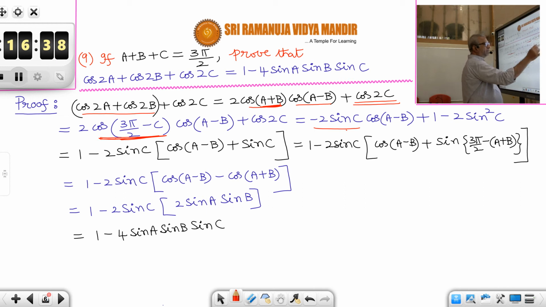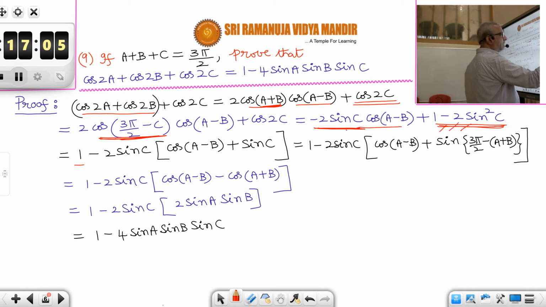Remaining, seeing this sin c, for cos 2c we have to apply the formula 1 minus 2 sin square c. Because sin c has appeared here, we use this formula for cos 2c. Okay, that 1 can be taken to the front side. Then in the remaining two terms, this term and this term, what is common? Minus sin 2c is common. In the bracket here I get cos a minus b, and there I get plus sin c because I have taken minus 2c.